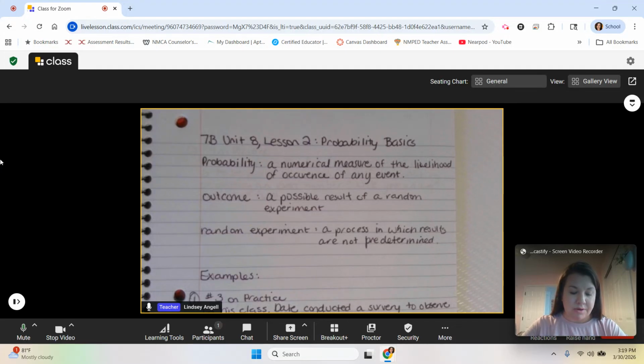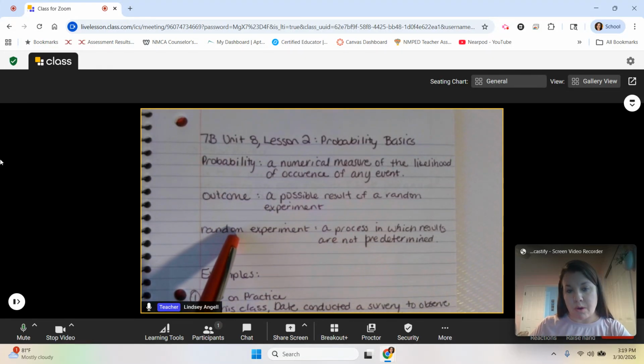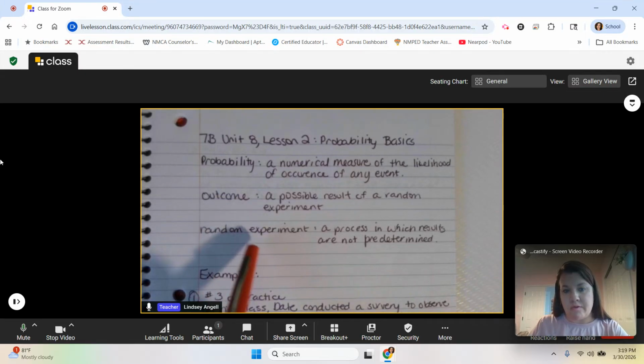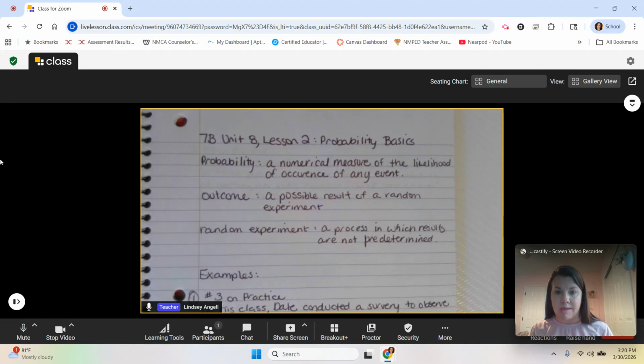Now, I pulled out a couple of what I thought were some of the most important definitions. There are plenty more throughout the lesson, so don't overlook those. But I figured let's talk about a few of them specifically. So first off, probability. What is that, right? That's our major focus, which is a numerical measure of the likelihood of occurrence of any event. Now, probabilities are usually in fraction form, at least with the way that we're going to be talking about it.